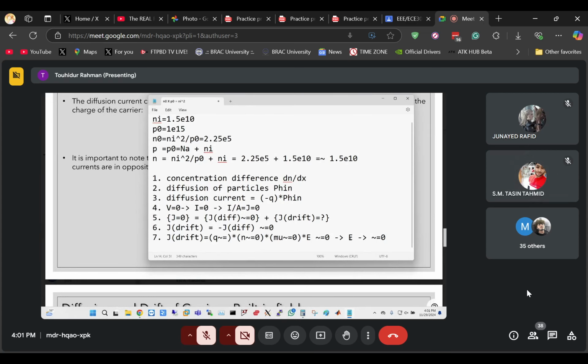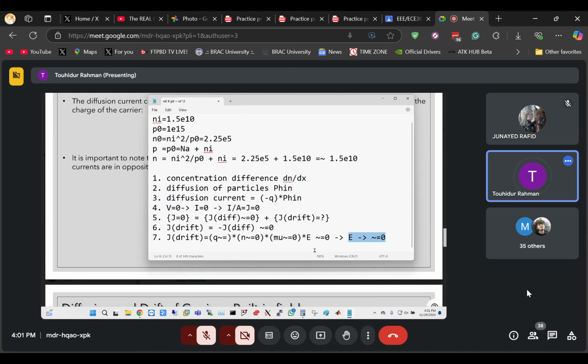So E, what does E mean? E means electric field. So after all these steps, we proved that the electric field cannot be 0. That means there is an electric field. How do we come to this conclusion?